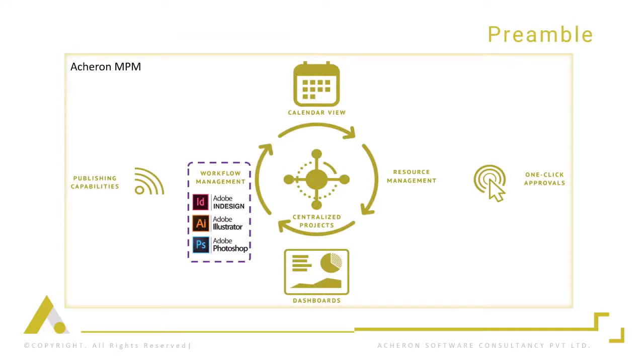For those who are new to Acheron MPM, this is an end-to-end project management solution capable of handling complex workflows covering creation of media, multiple review and approval cycles, ensuring approved content gets published downstream. The Acheron MPM Adobe plugin integrates the Acheron MPM workflows with Adobe InDesign, Illustrator, and Photoshop, enabling creative designers access their project-based to-do tasks directly from the Adobe application.